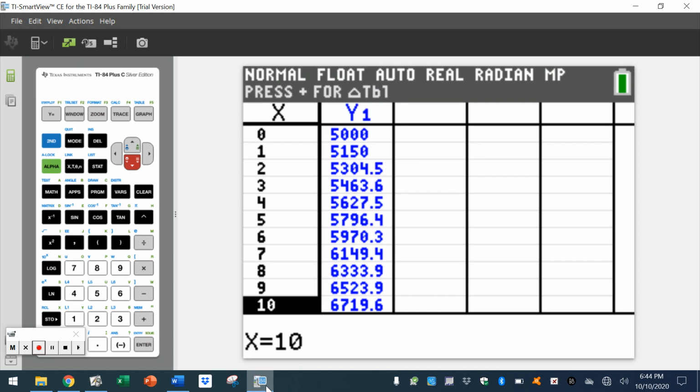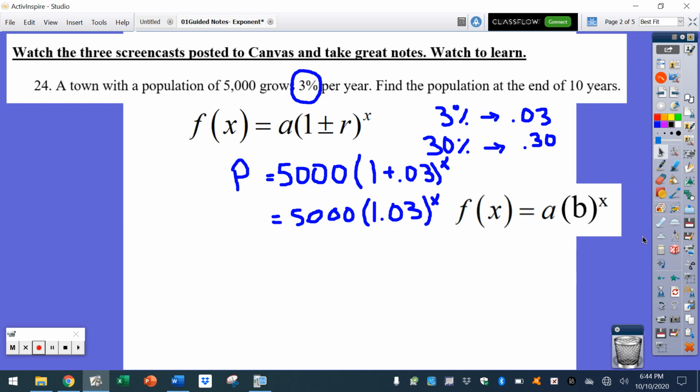So 6,720 is the population. 6,720 people.